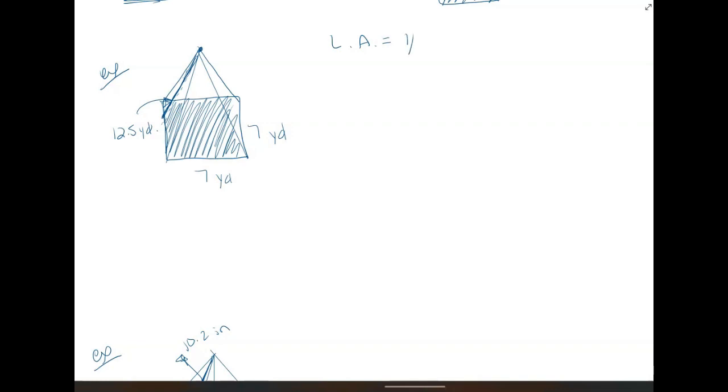So the lateral area is 1/2 the perimeter times the slant height. So the perimeter, of course, is just the distance around the base. So it'd be 7 times 4, or 28. And then the slant height is given to us. It's 12.5. And if we multiply that all together, we're going to get 175 yards squared.